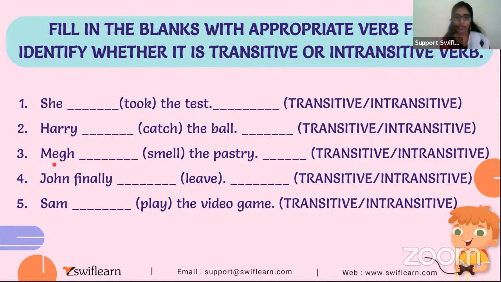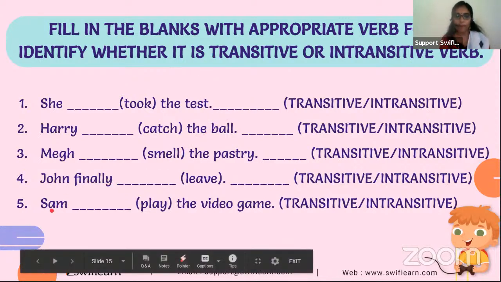And here, Mike smells the pastry. Pastry is the object. I hope everybody likes pastry. It's our tendency to smell the pastry when we receive it, right? So that's what the person Mike is doing here. The subject is Mike and pastry is the object, and the action smell is passing from subject to the object. So here also we call that what? Transitive verb.